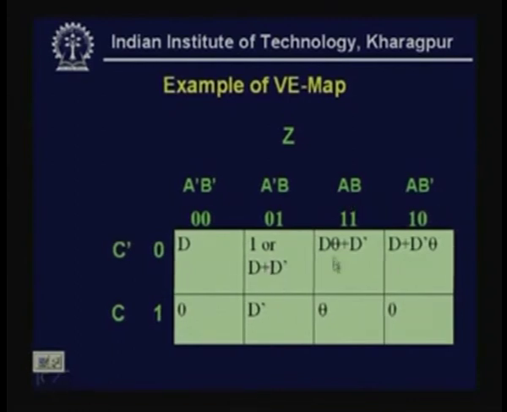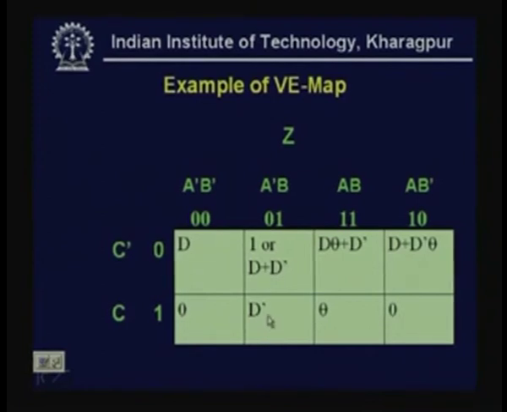Similarly, for A, B, C dash, that last case, it depends on D theta plus D dash. Theta is the do not care. Similarly, here A, B dash, C dash, it is D plus D dash theta, and we have seen that for A dash, B dash, C, whatever be the D value, the output will be 0. Similarly, for A, B dash, C, the output will be 0.